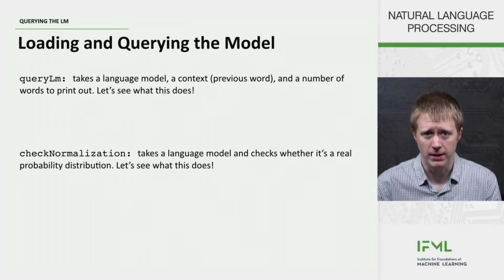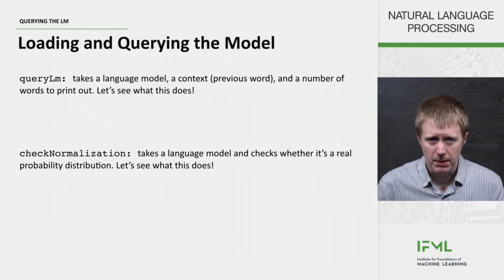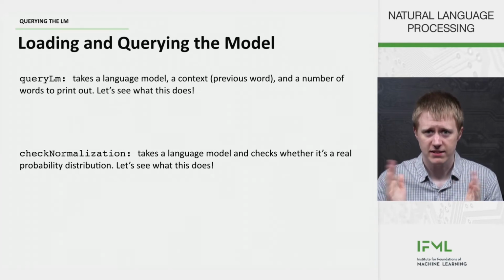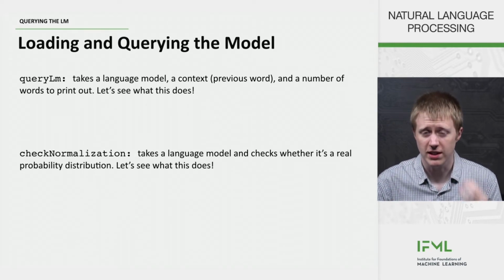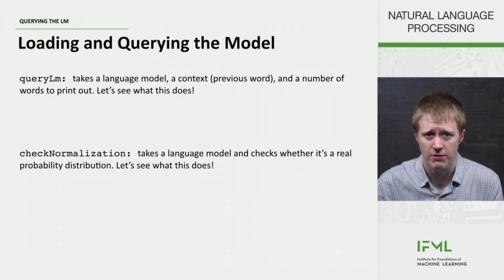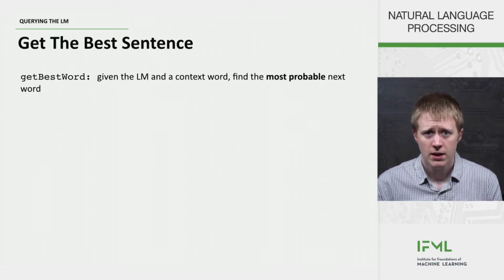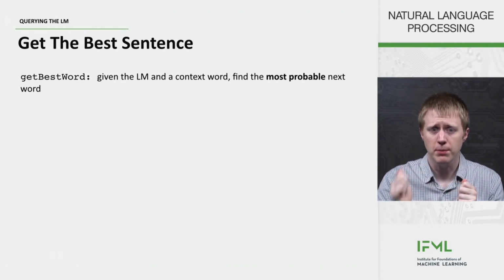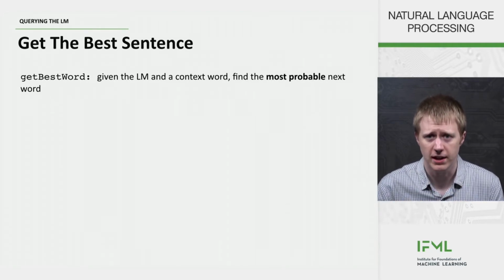And now we're going to talk about this process of actually completing the next sentence and finding essentially the most probable or a random continuation of a sentence that we have so far. So we're going to implement a method called getBestWord, which is going to find the most probable next word given the language model and a context word.